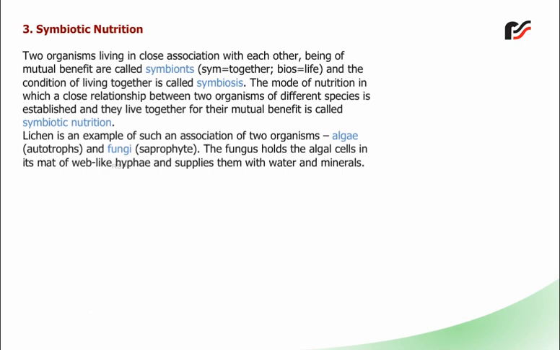3. Symbiotic nutrition. Two organisms living in close association with each other, being of mutual benefit, are called symbionts. Syn, together, bios, life. The condition of living together is called symbiosis. The mode of nutrition in which a close relationship between two organisms of different species is established and they live together for their mutual benefit is called symbiotic nutrition.